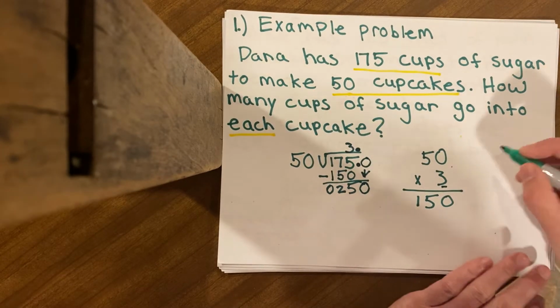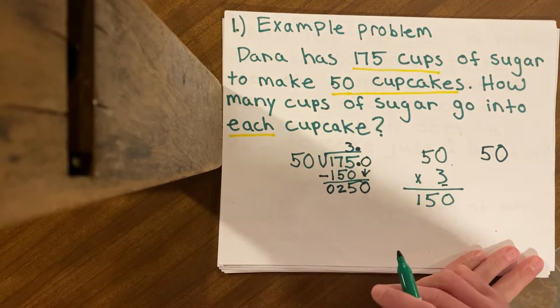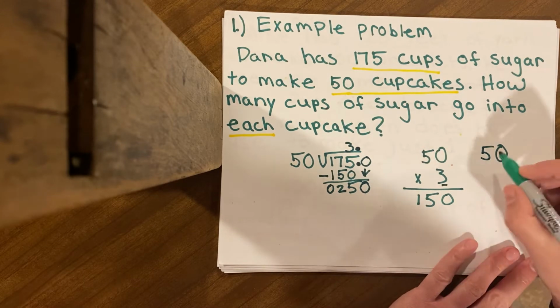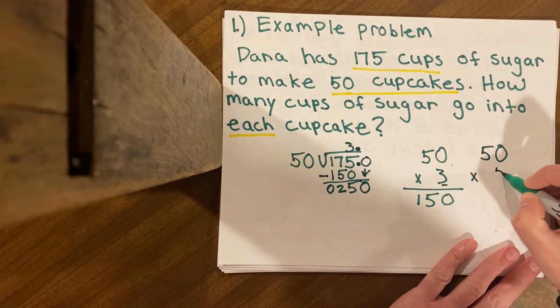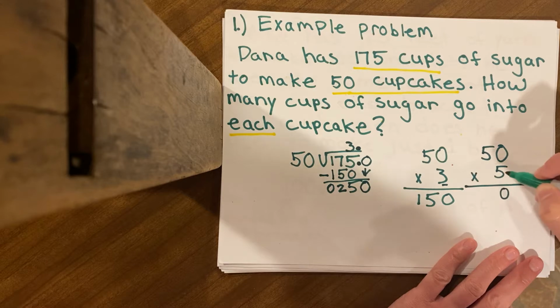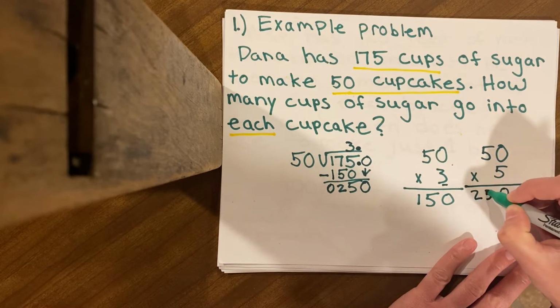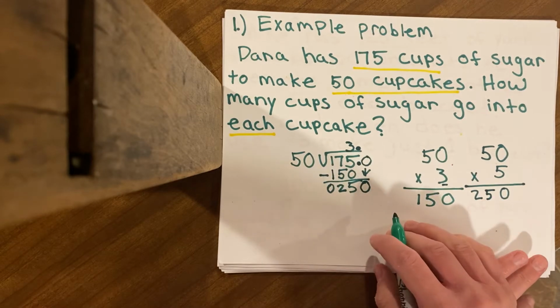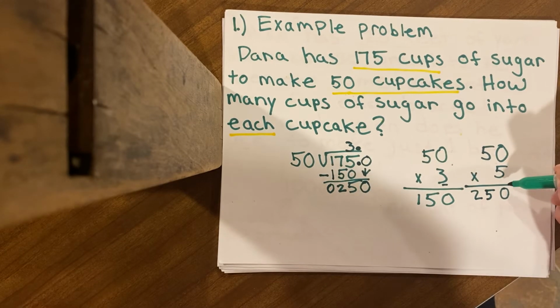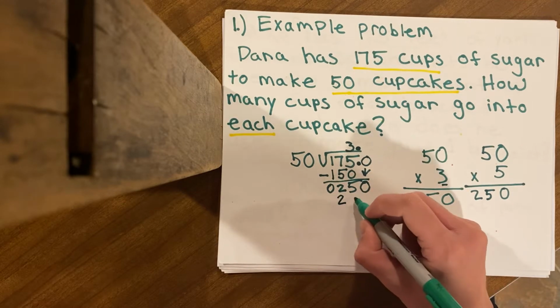Okay, so let's start with 5. 5 is a number we like to start with. We know that 50 times 3 is 150. Let's try 50 times 5. 5 times 0 is 0. 5 times 5 is 25. Make sure you do your side work. Okay, now 50 times 5 we know is 250, which is exactly what we needed.